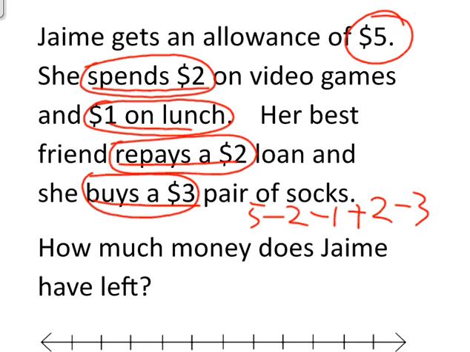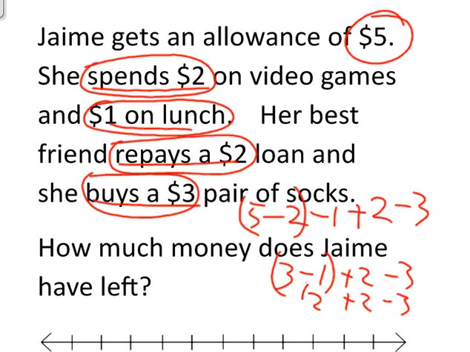So let's try and do this on a number. Well, we could group these like that. And we could say 5 minus 2 is, of course, 3. Then minus 1 plus 2 minus 3. 3 minus 1 becomes 2, plus 2 minus 3. 2 plus 2 becomes 4 minus 3, and the answer works out to be $1.